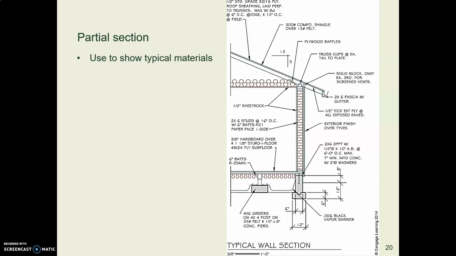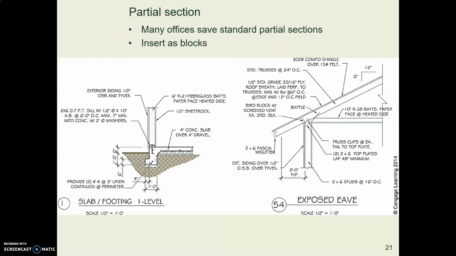Here's a partial section. This one is out of our book, just showing some materials. When you work in an office, you'll find that a lot of these sections and details have been saved as blocks, so you only have to draw a standard detail like this one once. You save it as a block, and the next time you go to design a house, you just drop that block into your drawing and you're done.